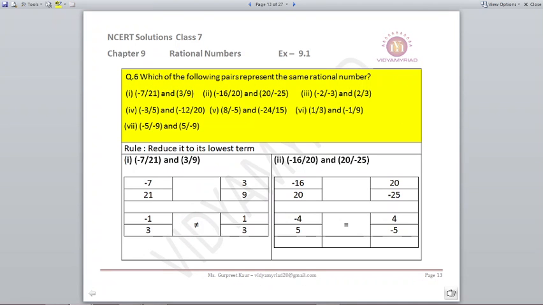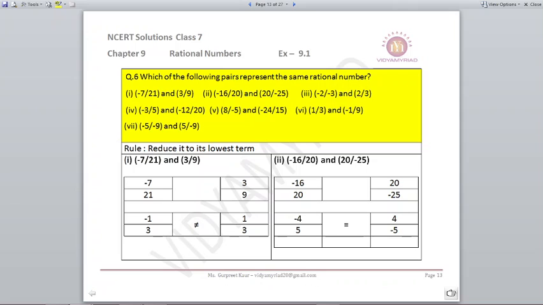Question number 6. Which of the following pairs represents the same rational numbers? So let us see. For that we need to try to reduce it to its lowest term, wherever possible. The first one, minus 7 upon 21 and 3 upon 9. Minus 7 upon 21 is divisible by 7. So I can write minus 1 upon 3, which is not equal to 1 upon 3, because 3 upon 9 can be further reduced to 1 upon 3. One is negative, one is positive, so they are not equal.